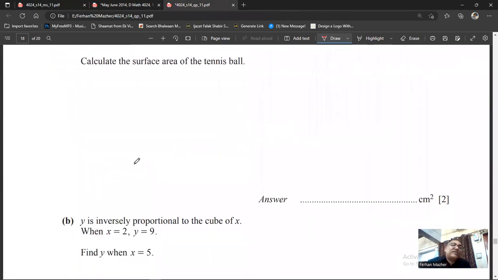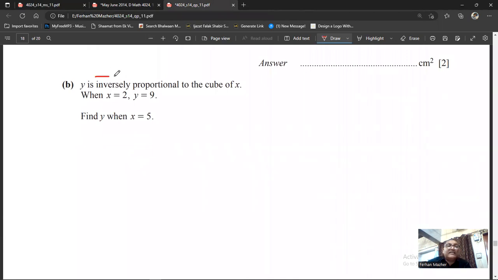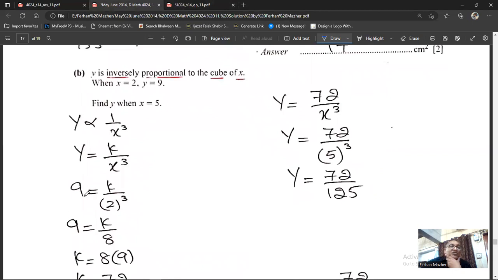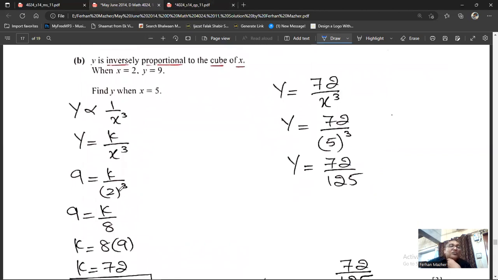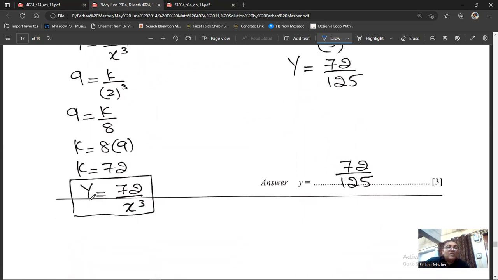Question number 23, B part, and it's a 3 marks question. It says y is inversely proportional to the cube of x. So y is proportional to 1 by x cube, y equals k by x cube. And he says y is 9 when x is 2. So 9 equals k by 2 cube. 2 cube is 8. So 9 equals k by 8, and so k will be 8 multiplied by 9, that is 72. So the formula will become y equals k by x cube, 72 by x cube.